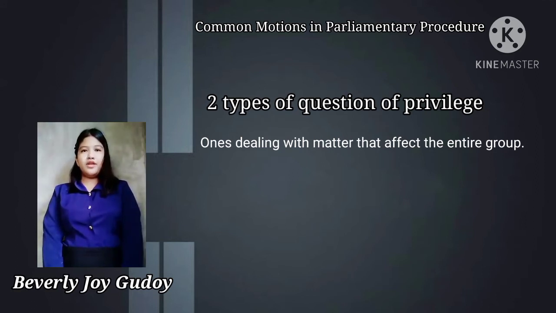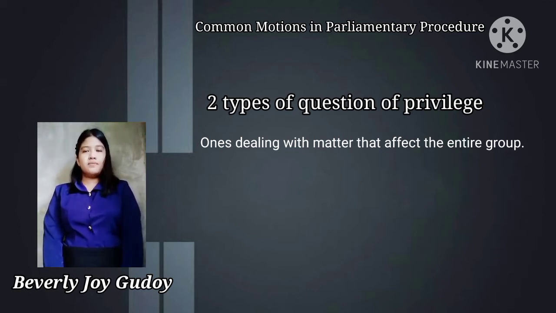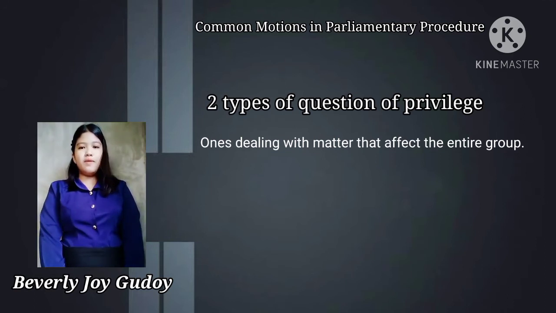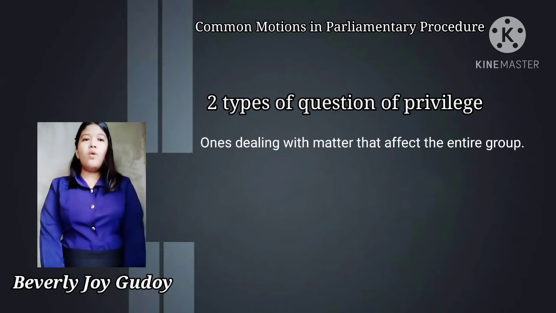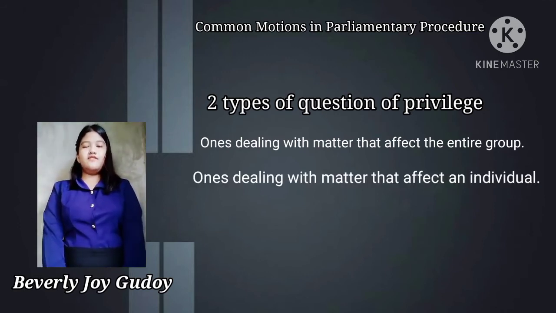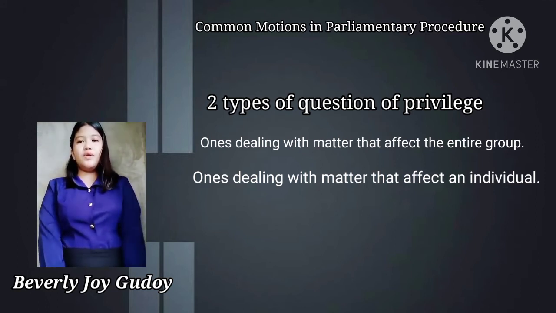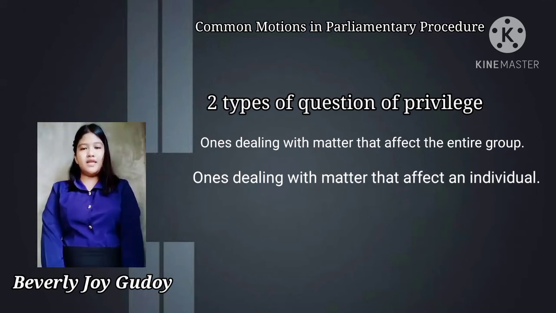For ones dealing with matters that affect the entire group, examples include the physical comfort of members, questions about the organization, questions about the conduct of its officers or employees, and questions about the accuracy of a published report. While for ones dealing with matters that affect an individual, an example of this type is an inaccurate report of something a member has said or done.